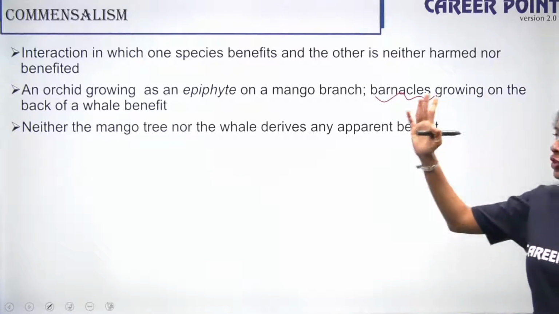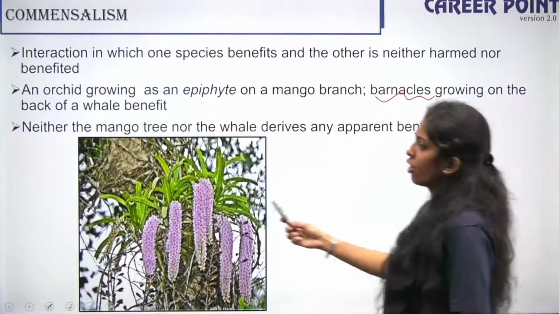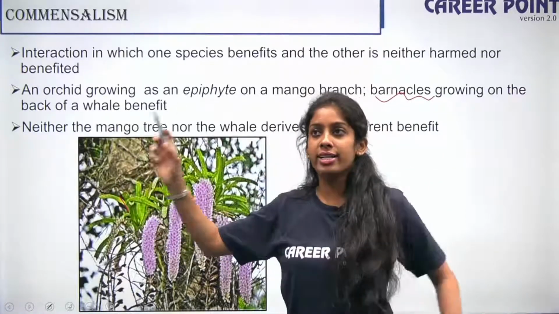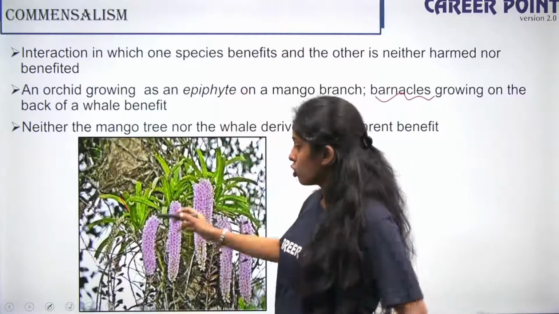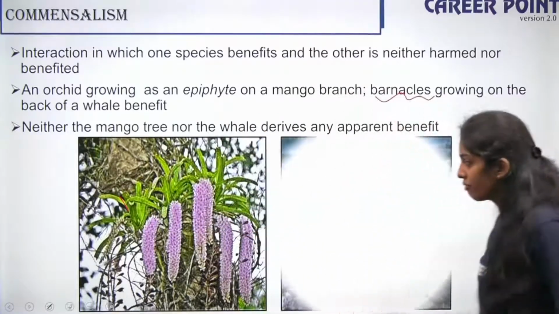Whereas your mango tree and your whale are hardly benefited. So these are your orchids. Can you see the main stem, the main branch of the tree? It is the bark of the tree, and on that, these are growing. They are your orchids, growing as epiphytes.